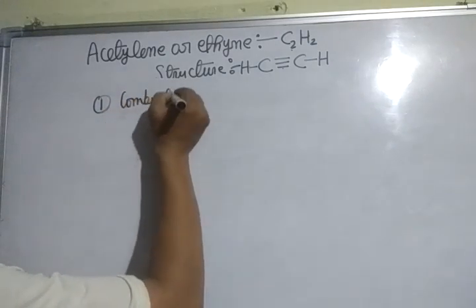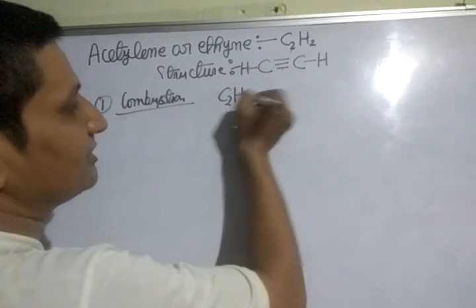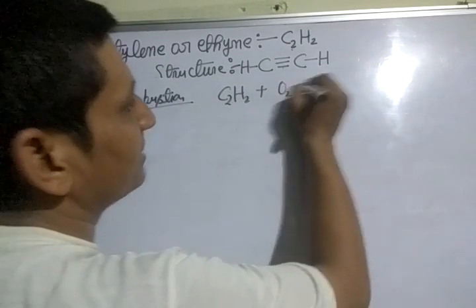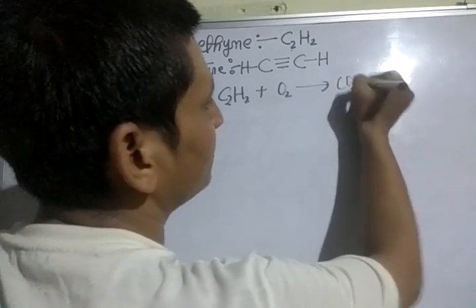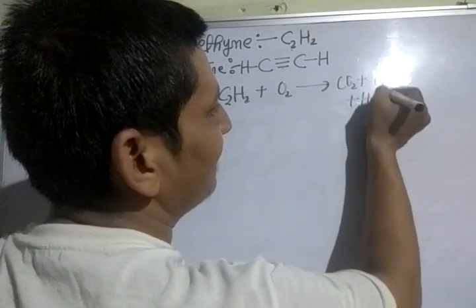Combustion means burning. This is acetylene, C2H2, and this is oxygen. They burn in air to form carbon dioxide, water, heat, and after this, light.